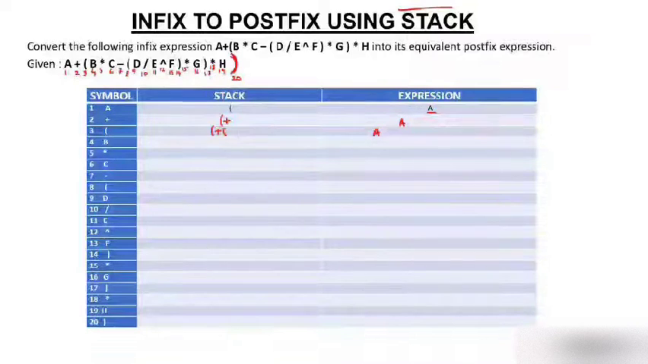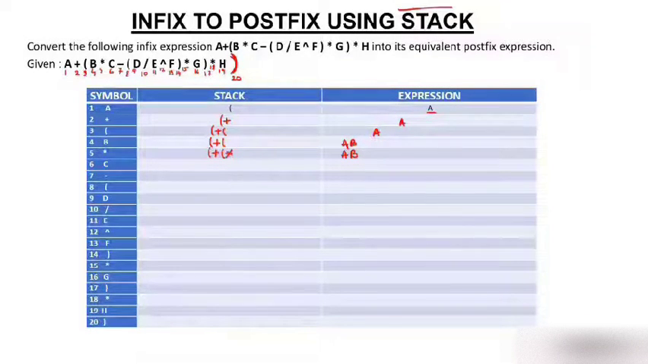Fine. Okay. Then comes B. What is B? B is an operand. So it will go to the expression, where A is, and it will become AB. Fine. Then you have multiply. Multiply is an operator. It will come to the stack. So multiply comes here, and what you have left, AB, is over here. Fine. Okay. Then comes C.